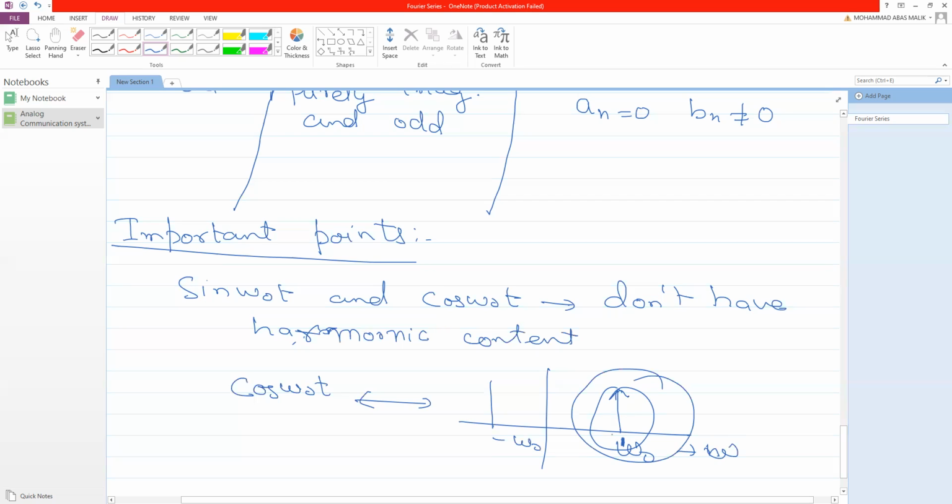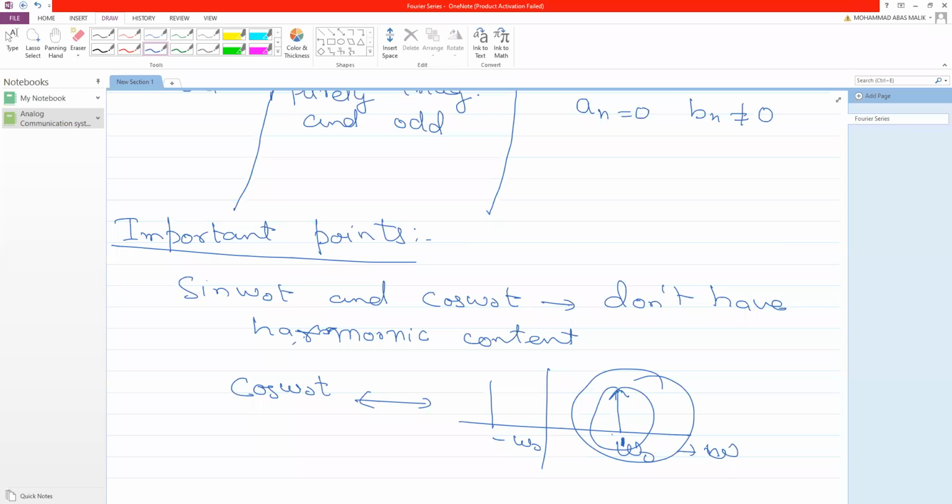What does that mean? It doesn't have any harmonic component, and doesn't contain any other frequency. That's the reason they're called fundamental signals. They are pure signals, pure in the sense they don't have any harmonic content. Got it? Similar is the case with sine. Sine also contains only one frequency; it has an amplitude value at omega naught. It doesn't have any other frequency component, meaning the power will be zero at other frequency components.